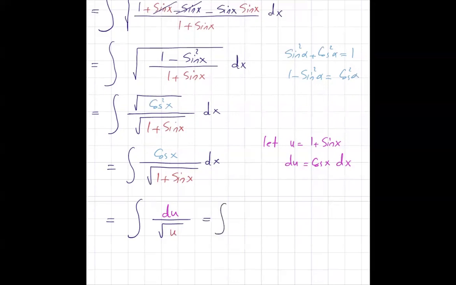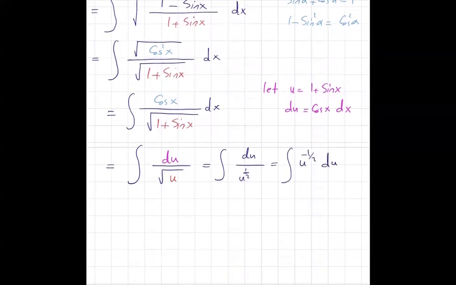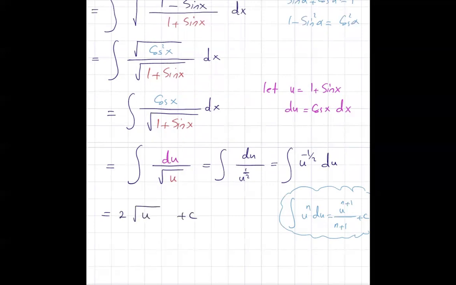This is the integral of du divided by u to the power one half. If you write it on the numerator, you get the integral of u to the power negative one half du. From calculus, the integral of u to the power n du is u to the power n plus 1 divided by n plus 1, plus c. So you get 2 times square root of u plus c. But what is our u? u is 1 plus sine of x. So you get 2 times square root of 1 plus sine of x plus the constant of integration.